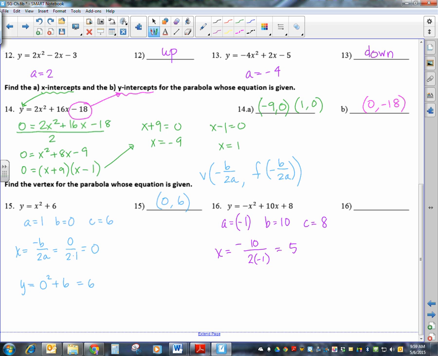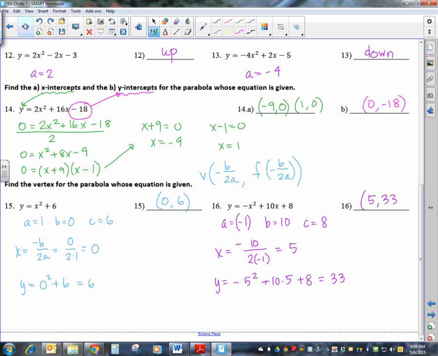So we're going to plug in y equals negative 5 squared. Now, I didn't put any parentheses because x is positive, so you need to put it in your calculator just like that. Plus 10 times 5 plus 8. So that's negative 25 plus 50 plus 8, which is an answer of 33. So my vertex is at (5, 33).